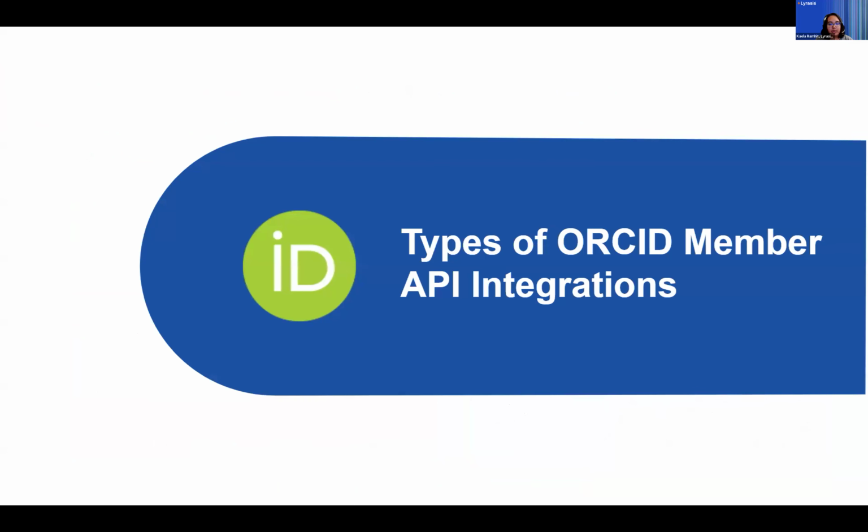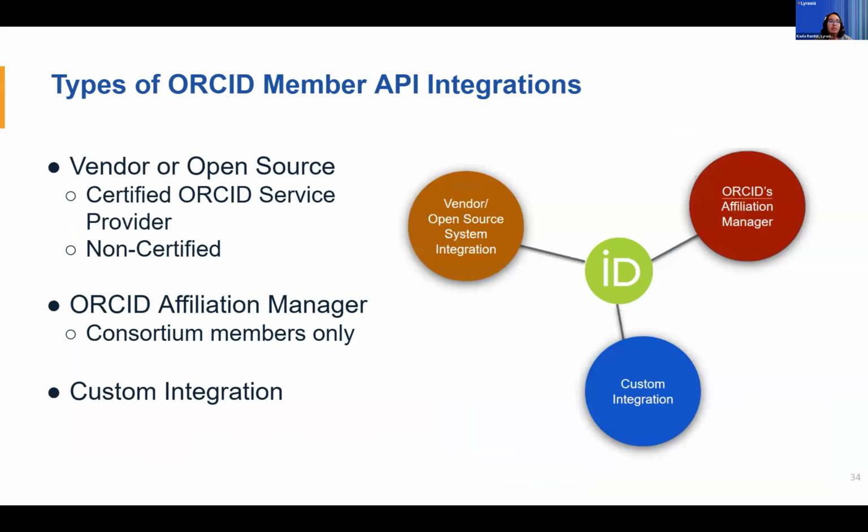So now that we've talked about how the Member API works and some of those benefits, we're going to go into the types of different ORCID Member API integrations. So there are three types of Member API integrations. There's the ORCID Affiliation Manager, which is only for ORCID consortium members, and that's really about pushing or writing affiliation data. So that would be employment, education, qualifications, other professional activities. Paolo went through some of that. So that's what the ORCID Affiliation Manager can do.